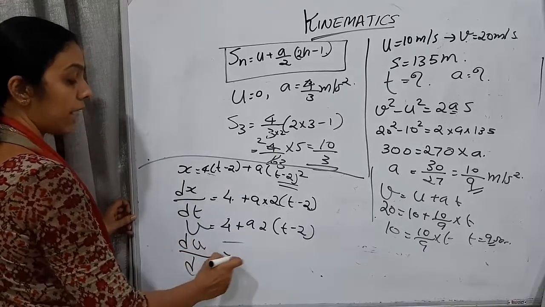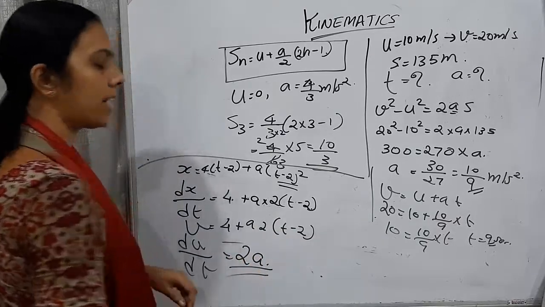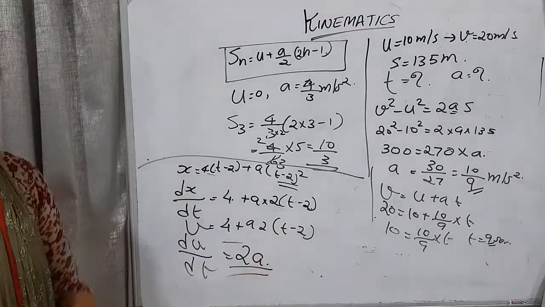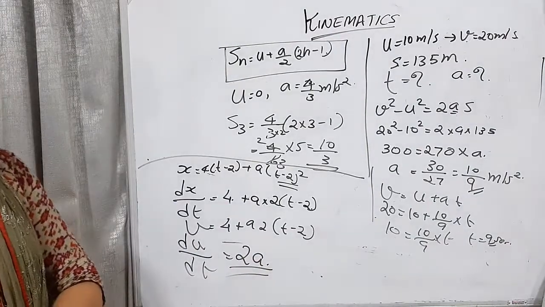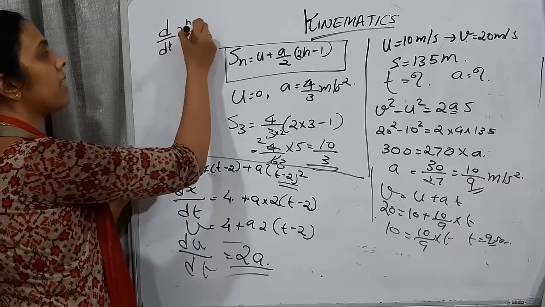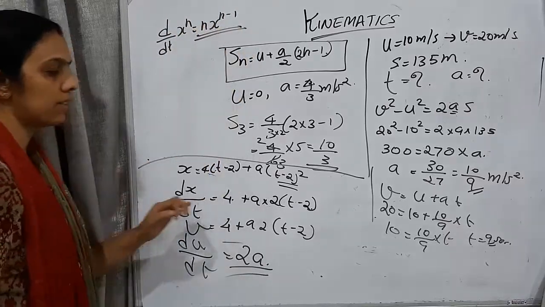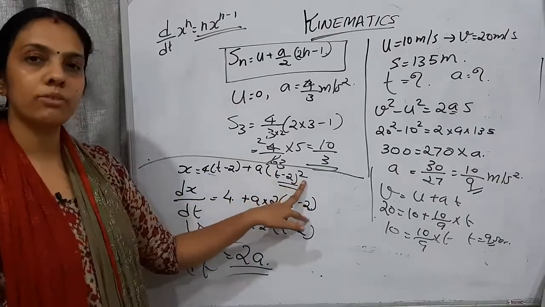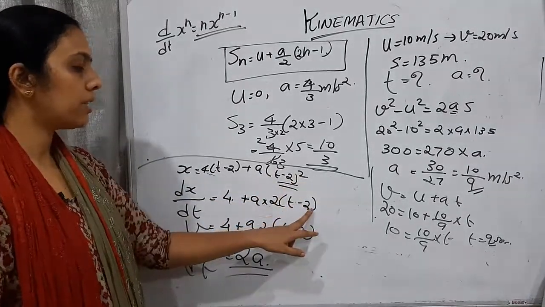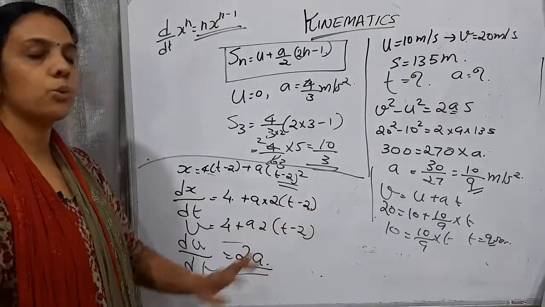Again differentiate the value of v, and you will be getting it as 2a. This is acceleration, by differentiating t minus 2. Differentiation and all you know, right? d by dt of x to the power n equals n into x to the power n minus 1. This is differentiation. Since this is the power of 2, 2 into t minus 2 into 2 minus 1. So here we are getting it as 2 into t minus 2.